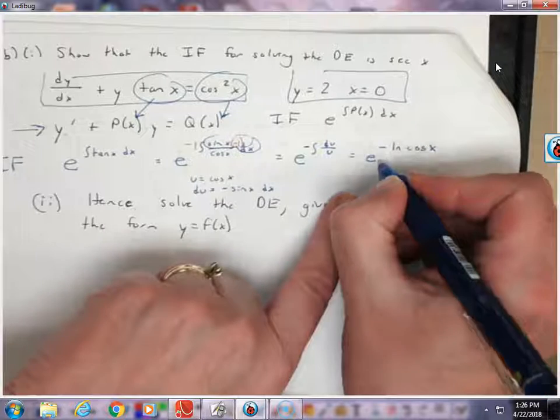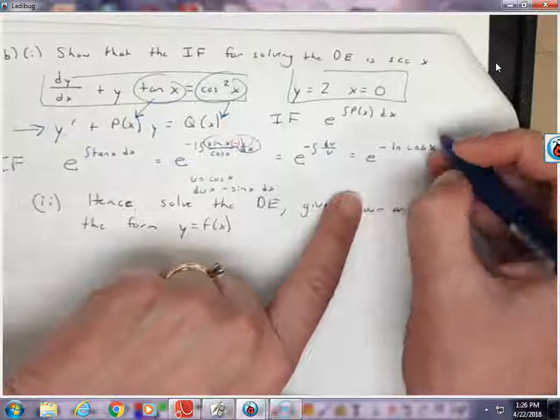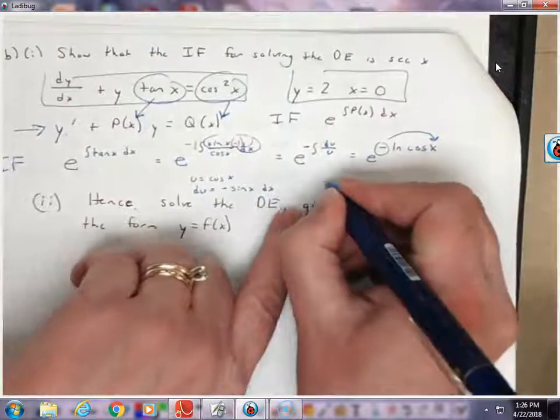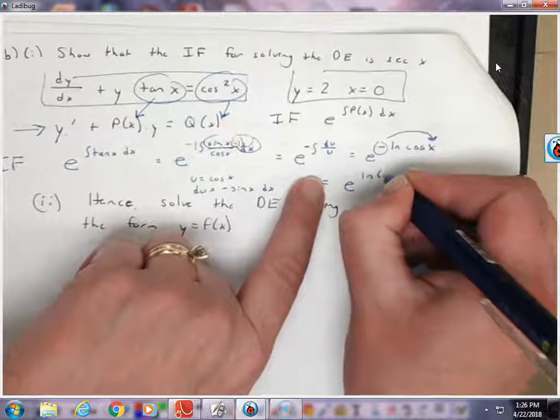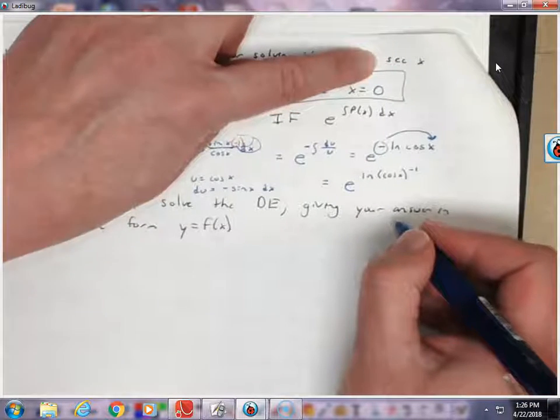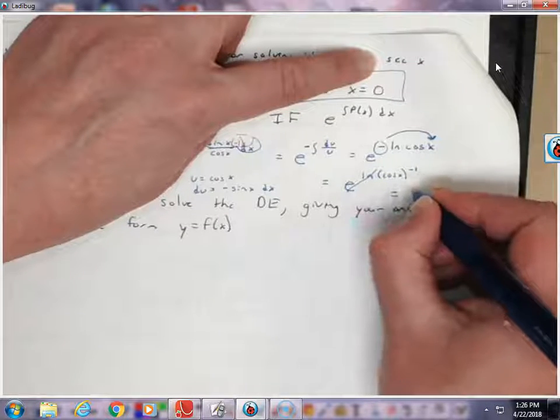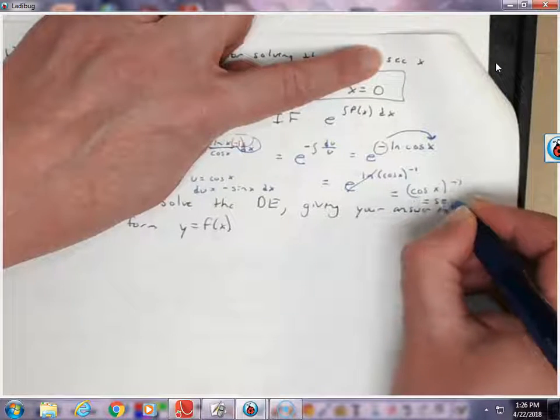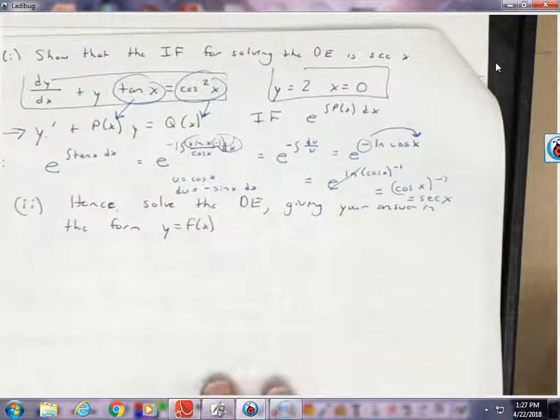And then we'd like to just cancel. We'd like to know these are inverses, e and ln, but we need to move this negative 1 up here first. So this would be e to the ln of cosine x to the negative 1. Okay, so not just the x, but the whole term there. Now these are inverses and undo each other. So you get cosine of x to the negative 1, which is secant x, which is what they asked us to show. Okay, so we got the first part.